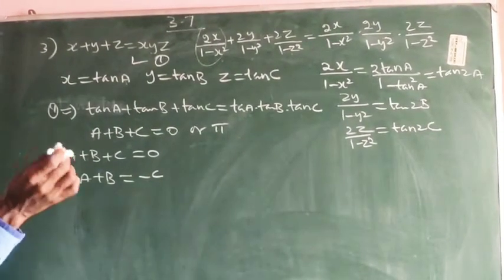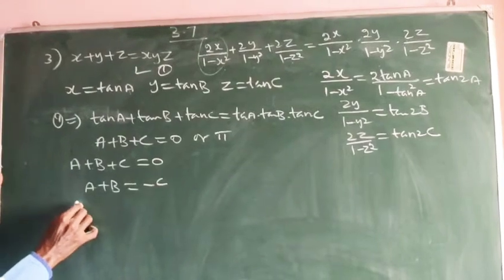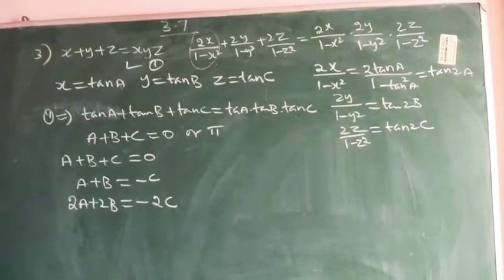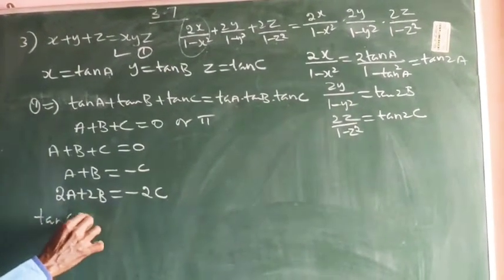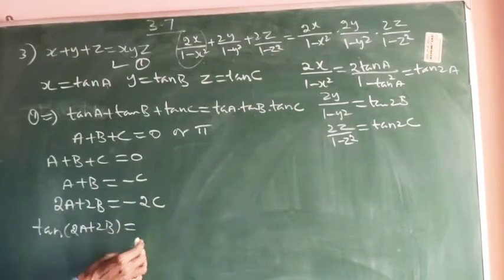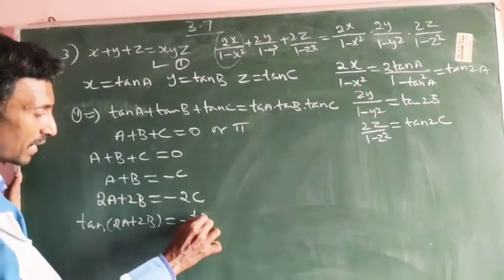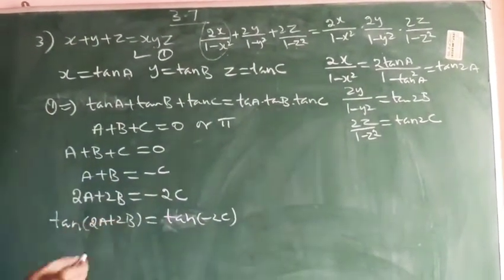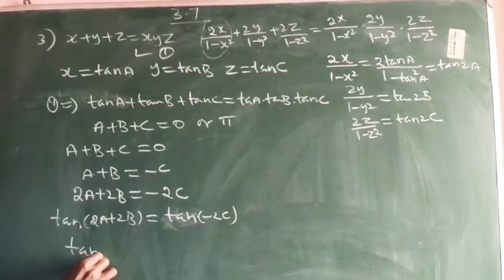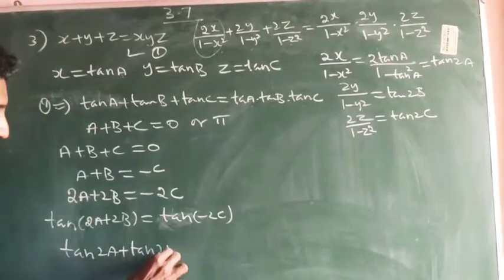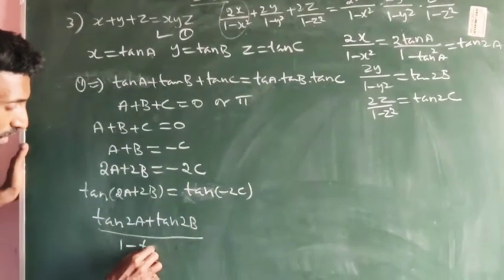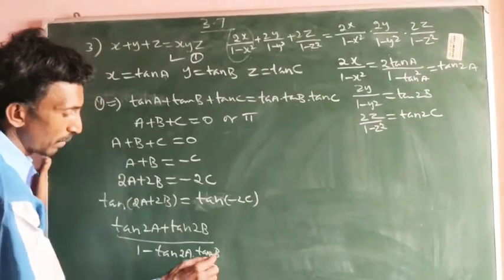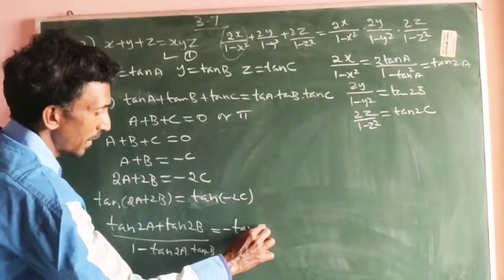Everything has 2 angle multiplied by 2. So here also multiply both the sides by 2. So 2A plus 2B equal to minus 2C. So apply tan on both sides. Tan of 2A plus 2B equal to tan of minus 2C; tan of minus theta is minus tan theta. Apply the formula tan A plus B: tan A plus tan B by 1 minus tan A into tan B equal to minus tan 2C.